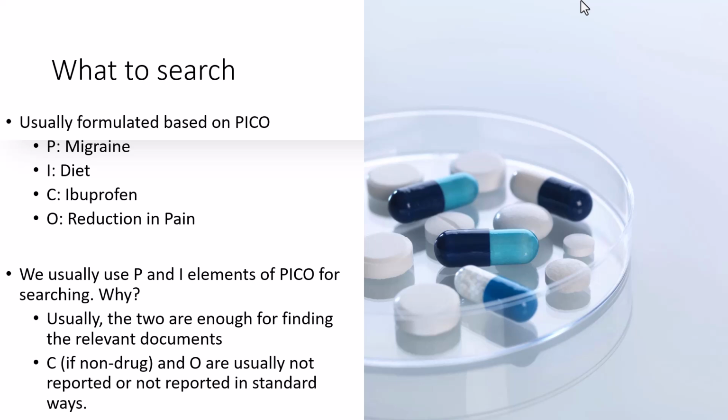P stands for problem, population, or patient. I stands for intervention, if it is an interventional question. C stands for control or comparison, and then O stands for outcome. Breaking it down gives you the main concepts, and you get rid of the words that will not mean anything to the search engines most of the time. So we usually use only some of these PICO elements in searching, and the main ones are P for problem and I for intervention. And the reason is that usually 1 or 2 are enough.